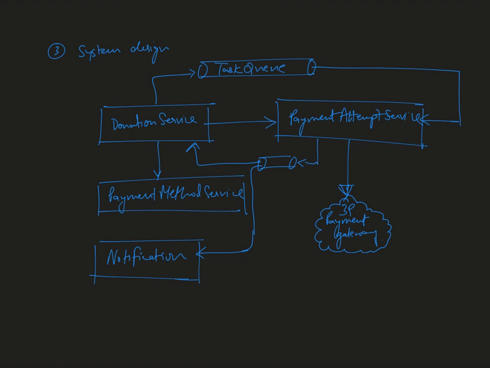So what can happen is that if your traffic is very spiky, imagine that a celebrity endorses a charity and suddenly you're hitting hundreds of QPS.